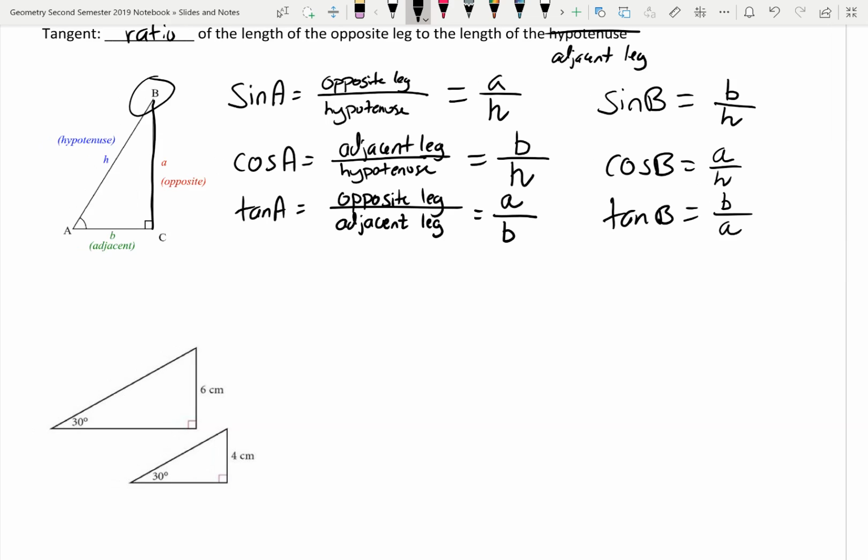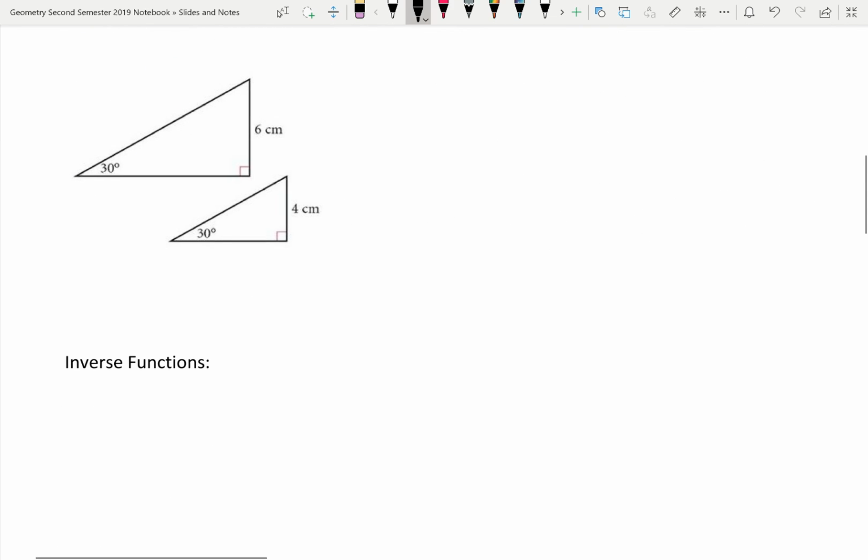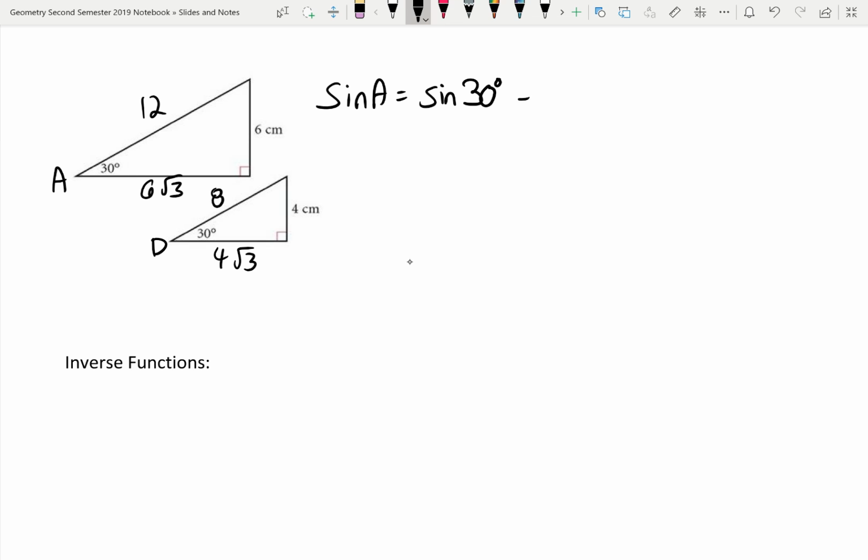Okay, let's do another example here. Let's say we have a 30, 60, 90 triangle again. Now that's going to make this 6 root 3. And this is 4 root 3. And this is 12. And this is 8. I'm going to call this A, call this D. Okay. So sine of A, in this case, is sine of 30 degrees.